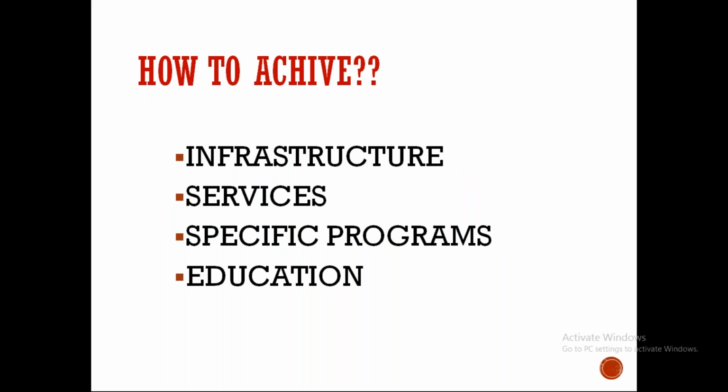Now, how to achieve this? Whatever these goals are, we have seen what has been done in the 11th 5-year plan, and we have seen what is being implemented or upgraded in the 12th 5-year plan. There should be a plan to achieve this. For that, what is required? We require various infrastructure, services, and specific programs and education. These are the main prongs of approach to achieve this NPCB program.